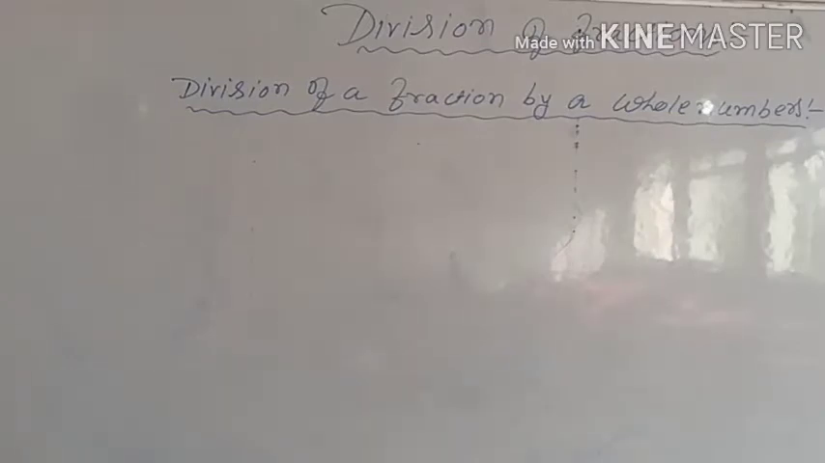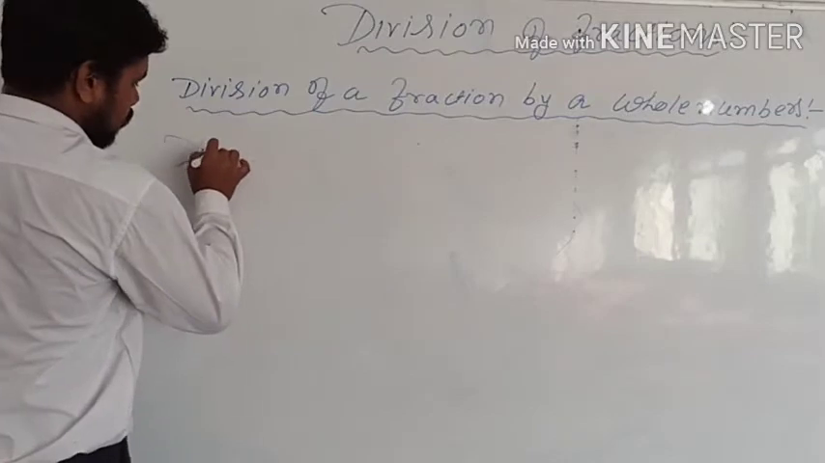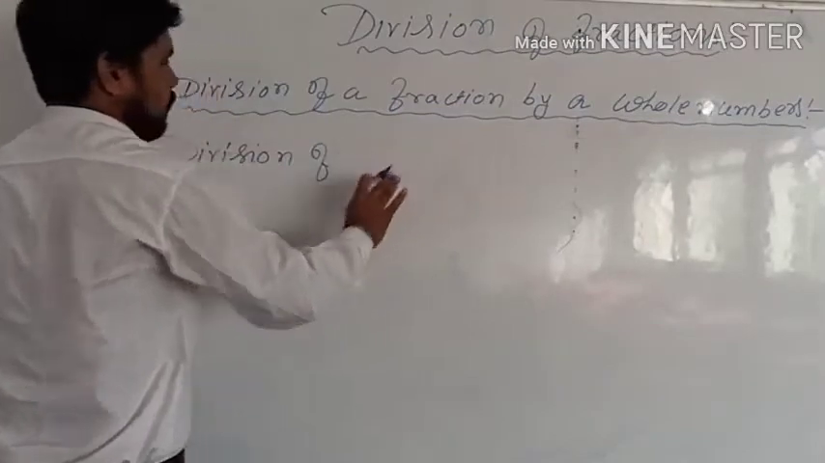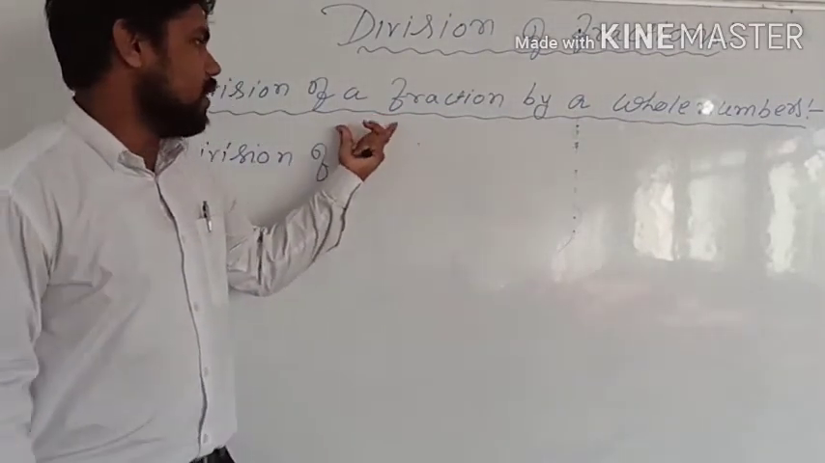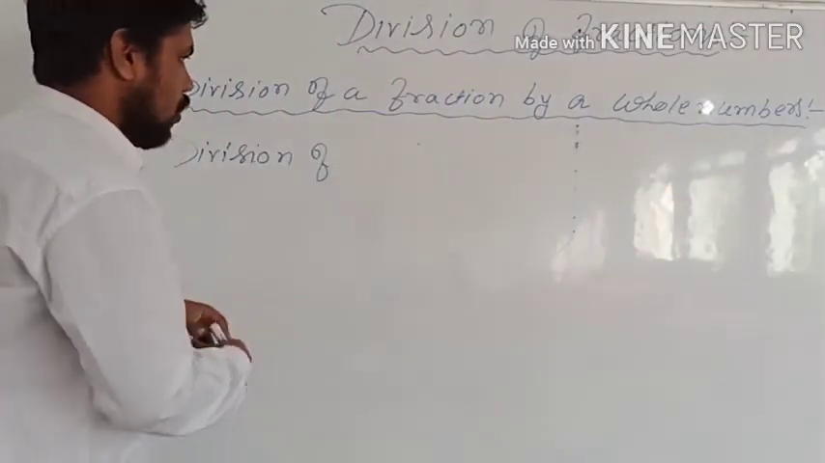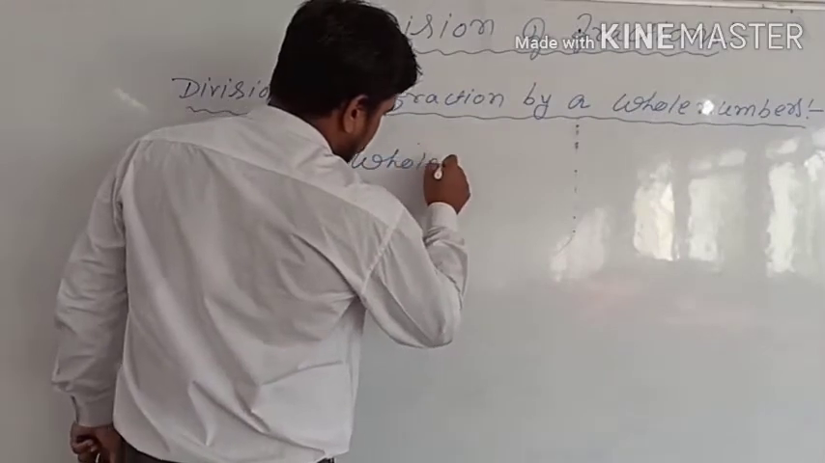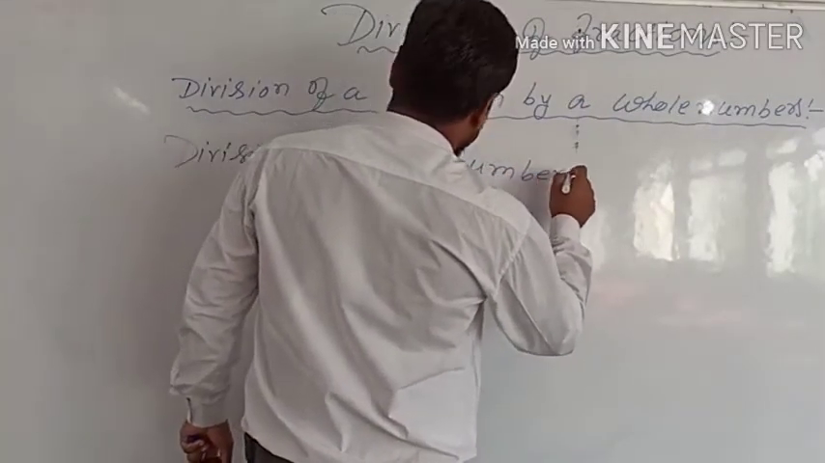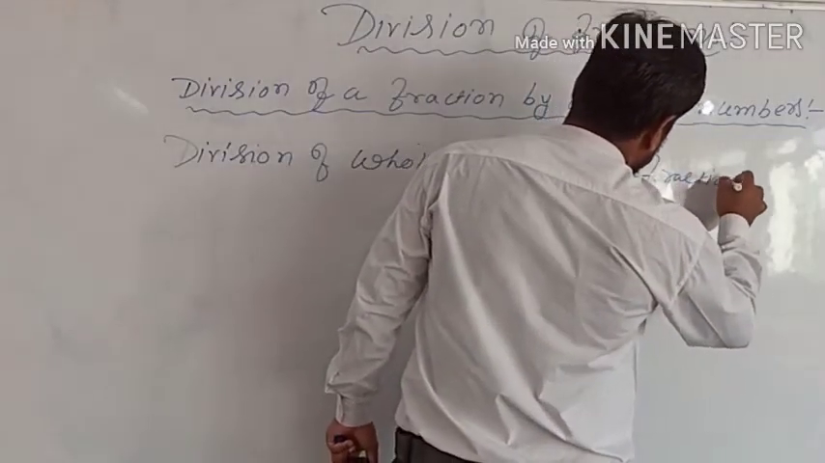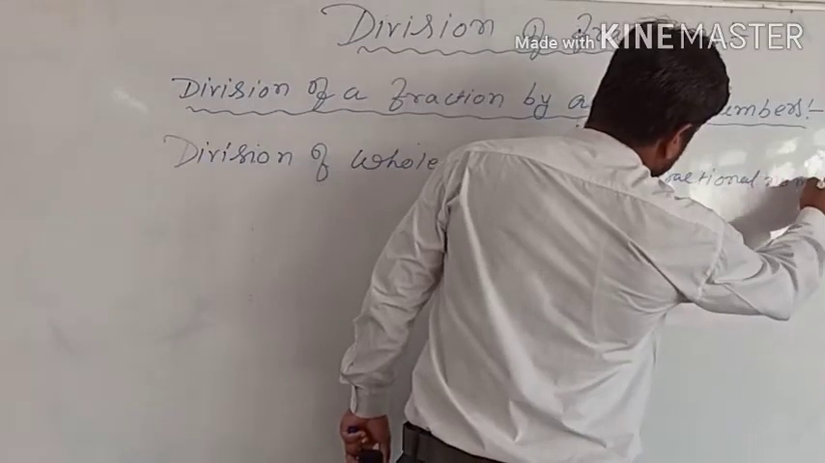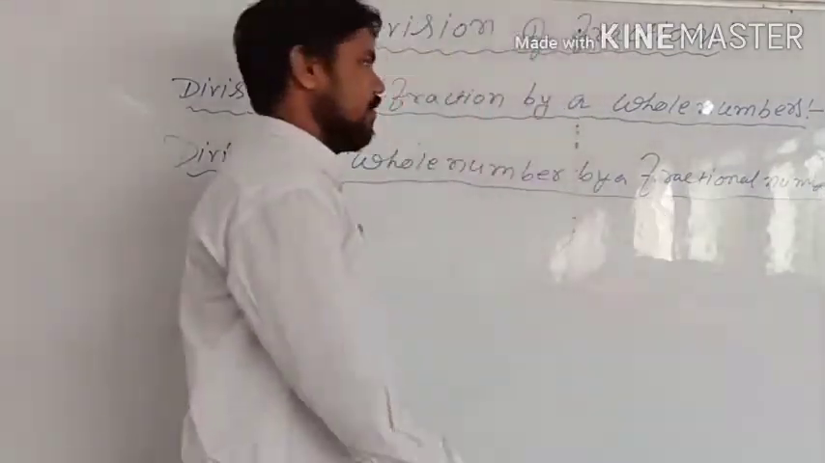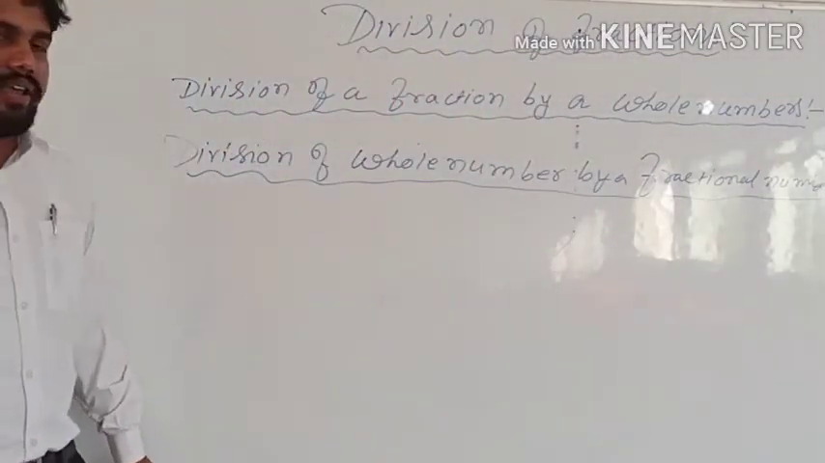Now another thing we will see, division of a whole number by a fractional number. See, this is the difference: here we saw division of a fractional number by a whole number. Now we will see division of a whole number by a fractional number. So this is a different thing. One is a fractional number divided by a whole number. Here, a whole number divided by a fractional number.